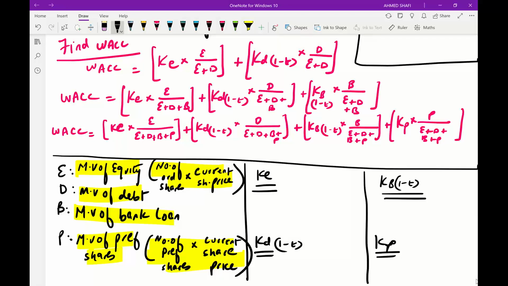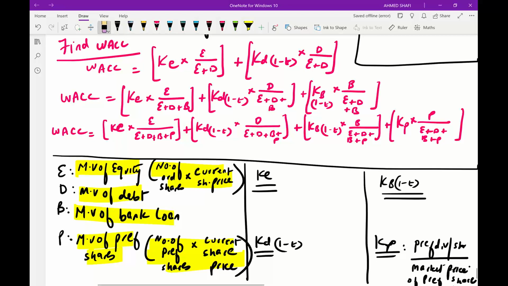What about these four? KE, KD, KB, and KP. Now KP is found by doing this. Preference dividend per share over market price of preference share. Preference dividend per share over market price of preference share. This is how you get KP.